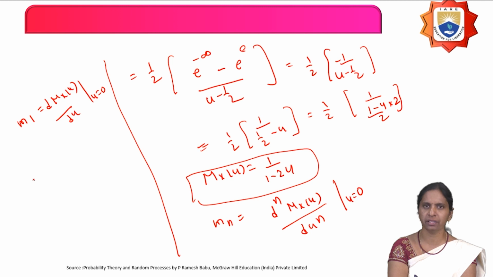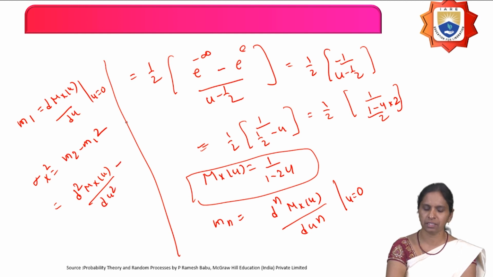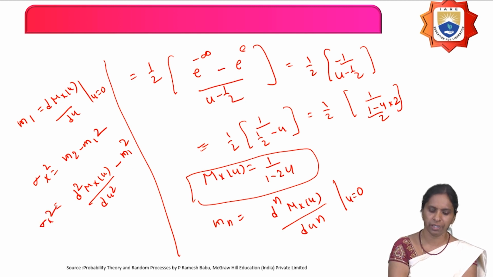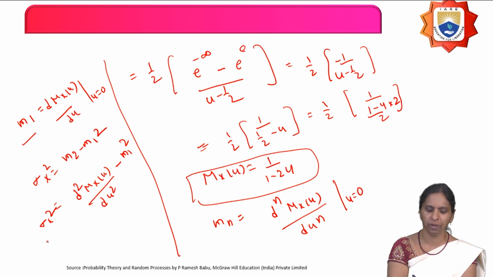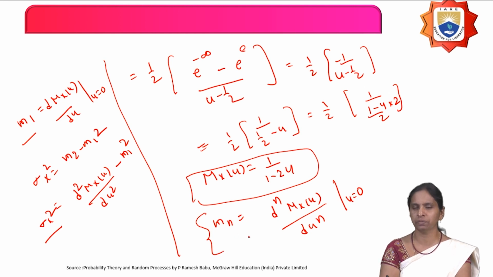And what is the variance? Variance is nothing but M2 minus M1 square. M2 is d square M_X(u) by du square, and M1 you have already calculated here. So just calculate and substitute here, and you can calculate the variance. Therefore, like that you can calculate the mean and variance by calculating the nth moment about the origin. What is the formula for that?